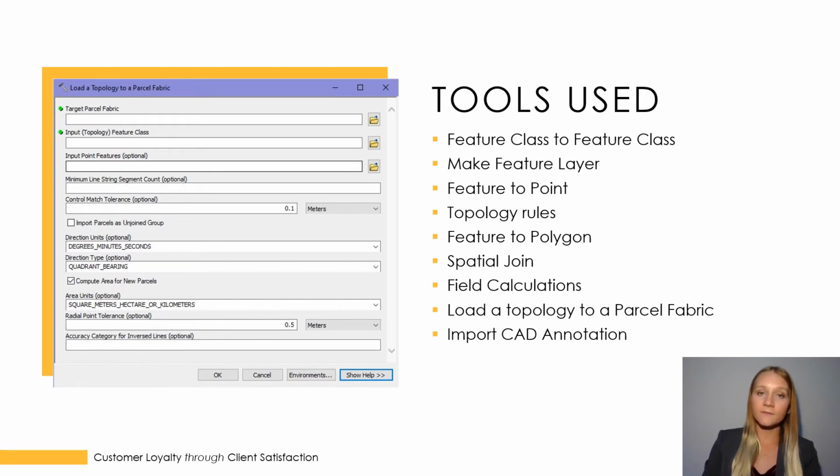We used feature class to feature class to get the CAD line work to GIS. We used make a feature layer and feature to point to get the annotation from CAD to GIS and then be able to use it as attributes for the parcels. We used topology rules to clean up the CAD line work and make sure that we could create closed polygons. And spatial joins were used to add the block numbers to the parcels.